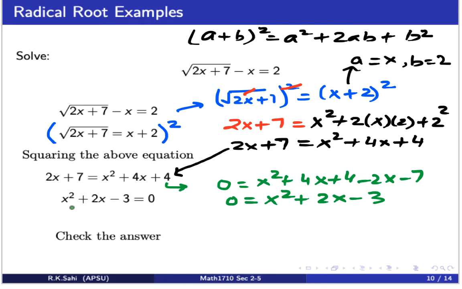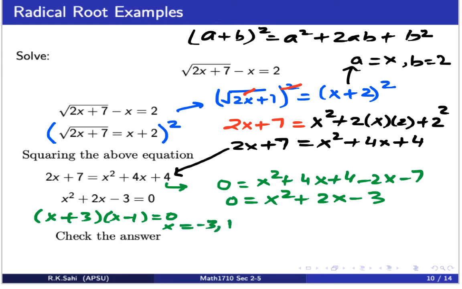As I'm so used to having the x's on the left, I'm going to keep the x's on the left. Now to solve this problem, we just need to factor, and it's very simple. This is x plus 3, x minus 1 equals 0. So what we get, x is minus 3 and positive 1.